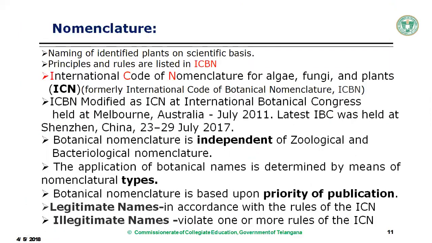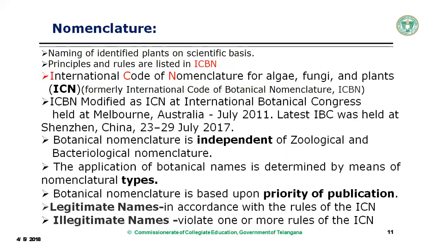Next, the second step of plant taxonomy is nomenclature. It is the naming of identified plants on a scientific basis. We follow the principles and rules listed in the ICBN, the International Code of Botanical Nomenclature. After identification, you have to assign a proper, correct scientific name to the collected plant specimen. So the naming process is done as per the rules of ICBN.